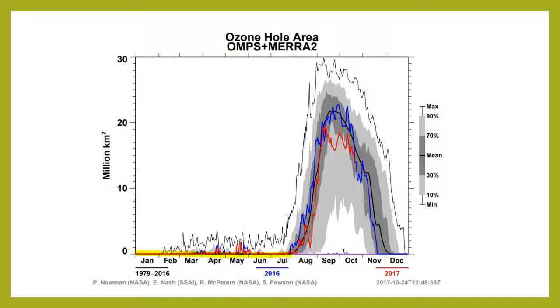But starting in August, the hole starts to expand and reaches a peak level at around September and October, where it's more than 20 million kilometers squared in area, before it finally starts to close and eventually disappears at around December.